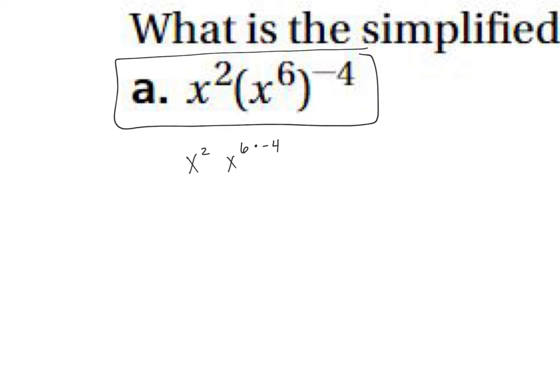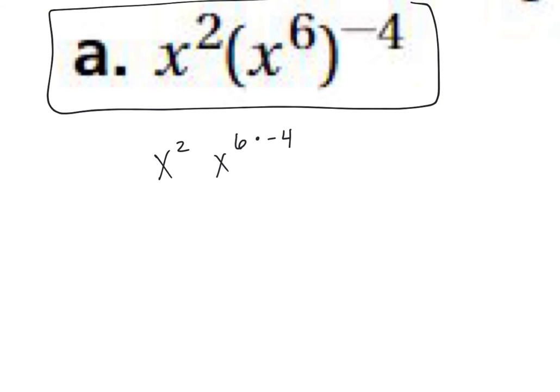Who's good with those times tables? What's 6 times -4? Anderson? -24. So this is x squared times x to the -24. What do I do next? Ashton? I subtracted 2 minus 24. Okay, and what'd you get, Nicole?